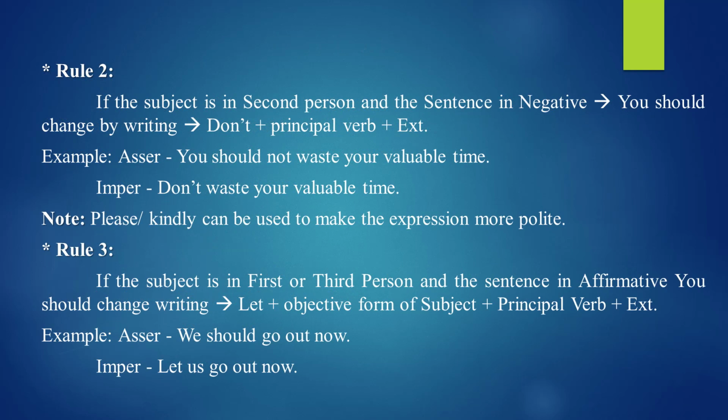Rule 2. If the subject is in second person and the sentence is in negative, you should change it by writing don't plus principal verb plus extension. Example, you should not waste your valuable time. Imperative, don't waste your valuable time. Note: please or kindly can be used to make the expression more polite. Rule 3. If the subject is in first or third person and the sentence is in affirmative, you should change it by writing let plus objective form of subject plus principal verb plus extension. Example, we should go out now. Imperative, let us go out now.